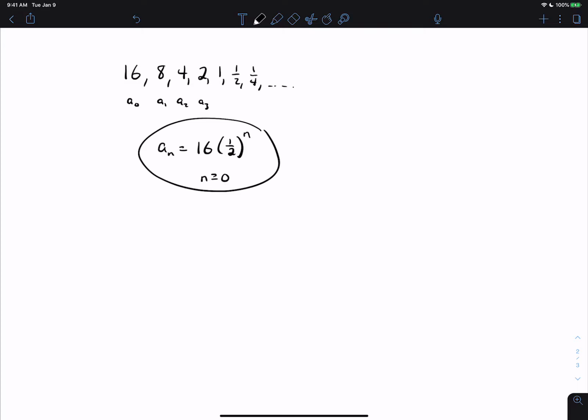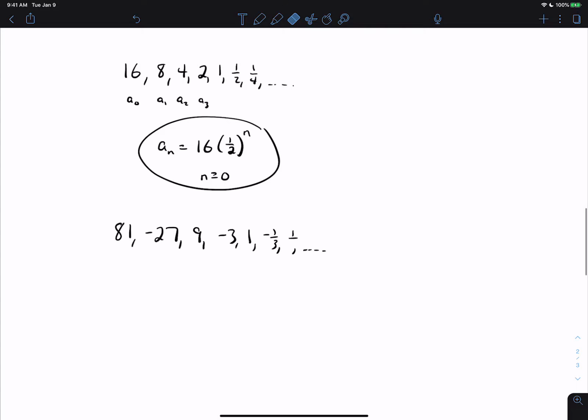When you have a minute, pause the video and let's try the next example. So see if you can come up with a formula for the sequence 81, negative 27, 9, negative 3, 1, negative 1/3, positive 1/9, and so on. So see if you can figure out the pattern there. It is geometric, but see if we can figure out why, and then pause it and come up with the formula yourself.